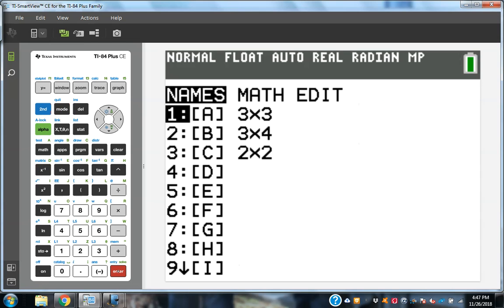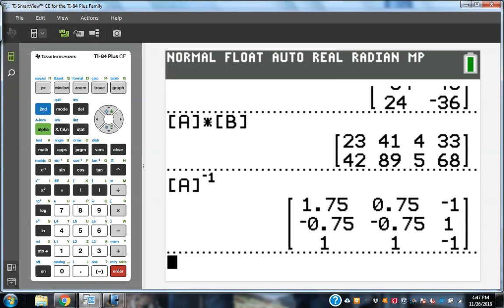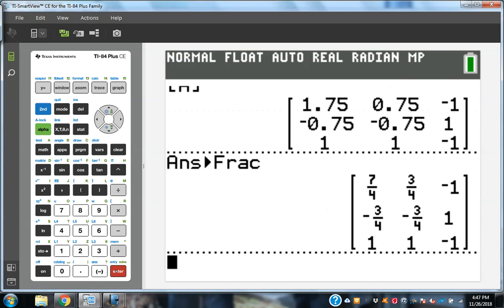Go pick up the name of that matrix, and then the inverse button is the fourth one down there. It's the same one that you hit second to get to the matrix menu. Just don't hit second this time. Get that little -1 exponent. That's what you want. That's the inverse. And hit enter. And I'm going to change it to fractions. And that is the inverse of that matrix.